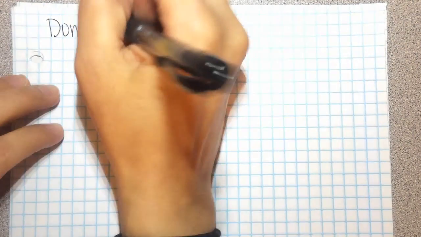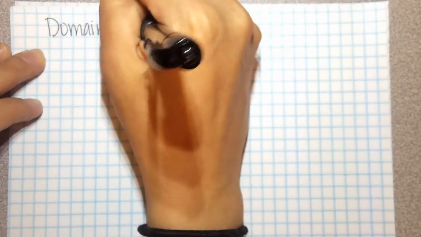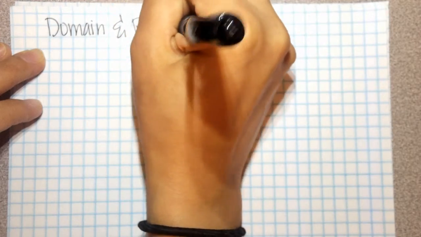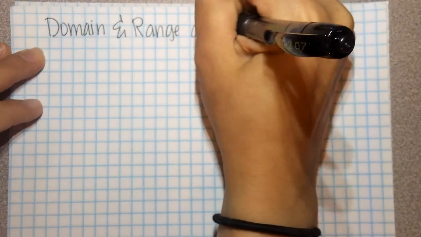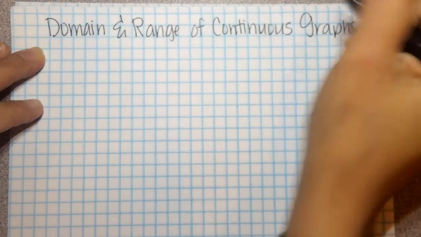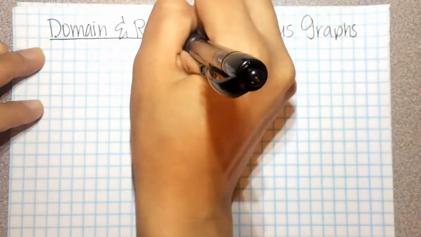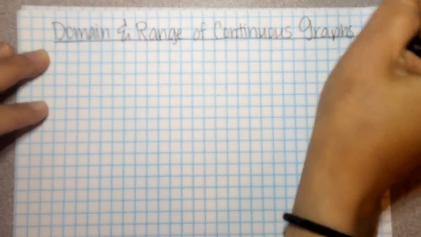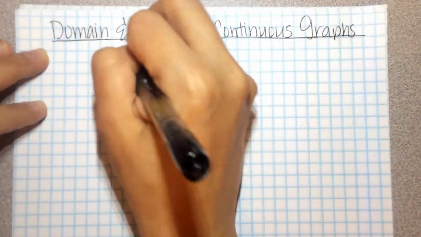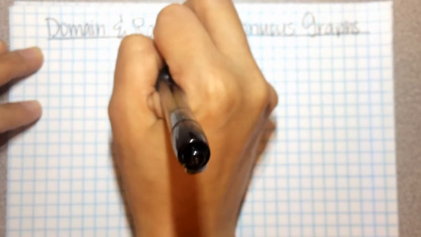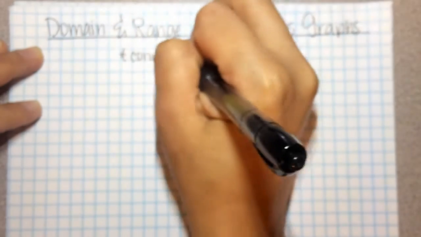Domain and range of continuous graphs. And again, continuous just means connected graphs. So it's not going to be made up of points, but rather a line or a curve.